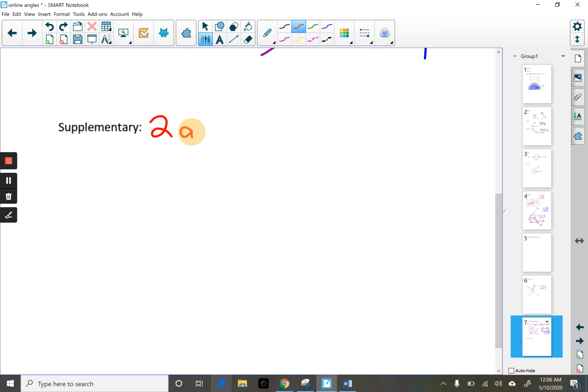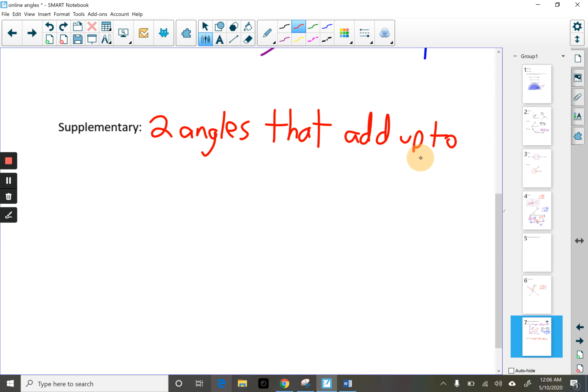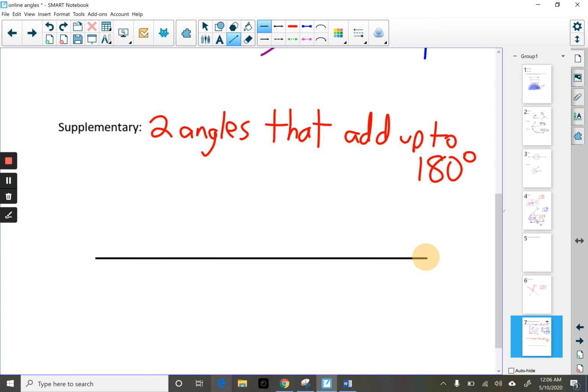Supplementary angles add to 180 degrees. We said that was a line. So let's take a look at this line here. Here's my line. Now this line is going to be broken apart, and I'm going to draw a little ray. It doesn't matter from where.